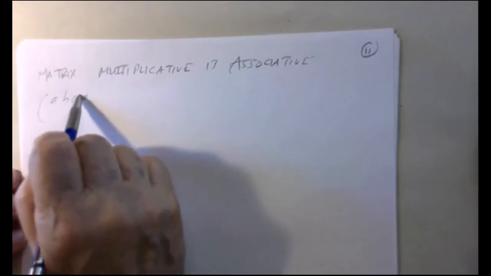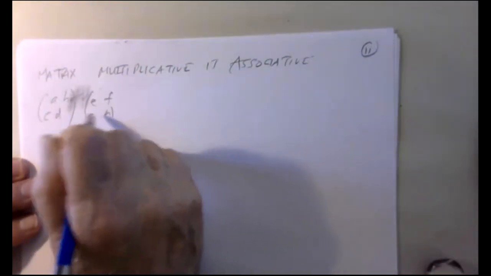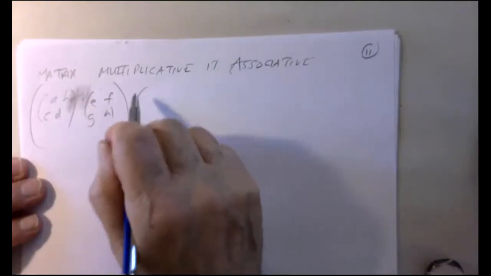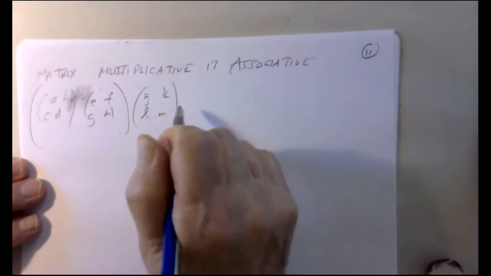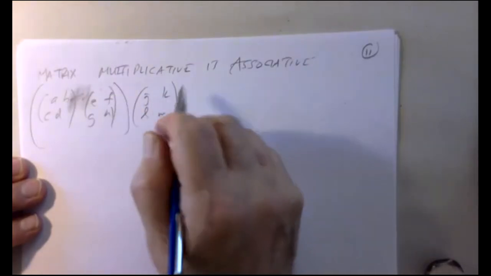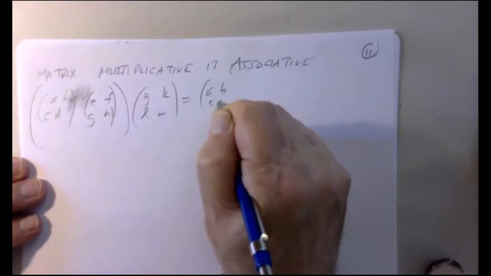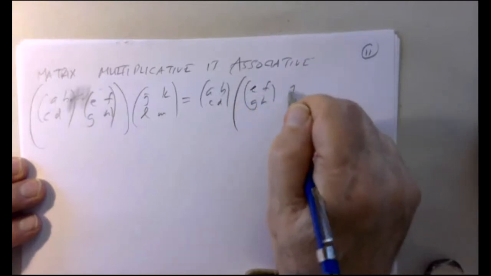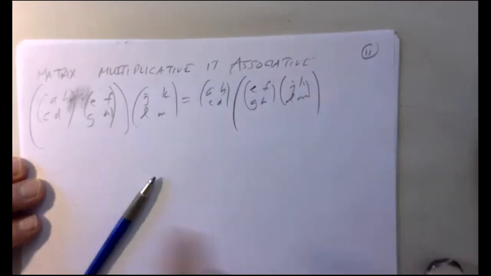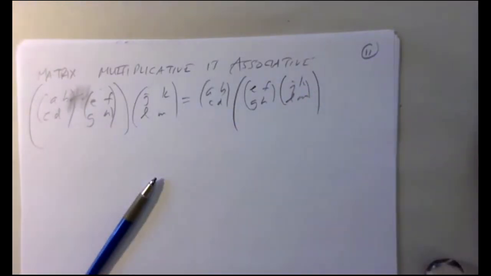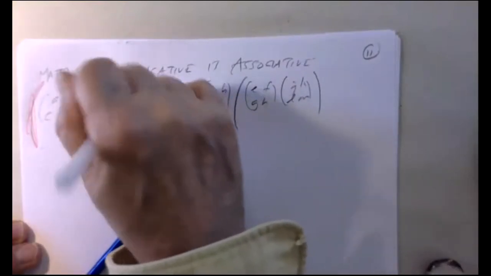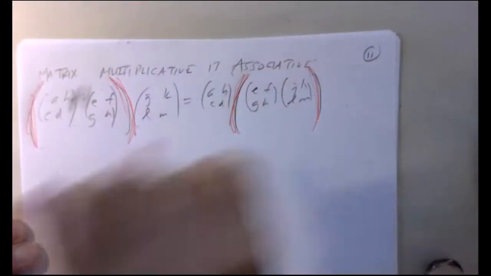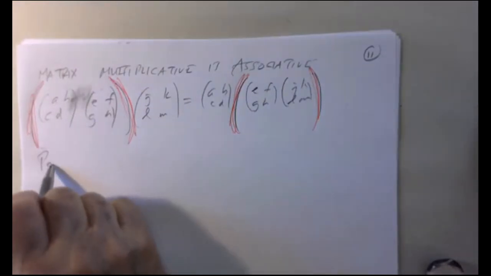So if you took A, B, C, D, and multiplied it by E, F, G, H, and you took that product with the matrix J, K, L, M, that would be the same as multiplying A, B, C, D times the product of E, F, G, H times J, K, L, M. So this is just a calculation which you have to do.